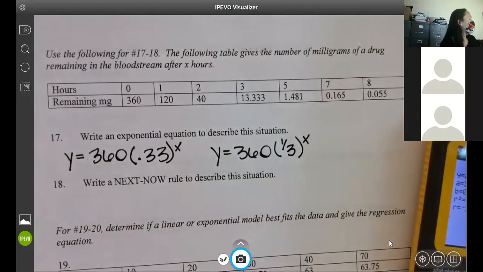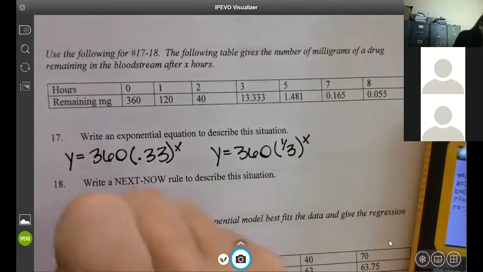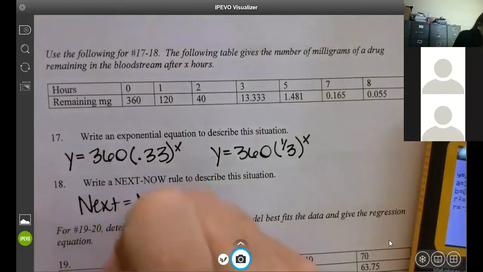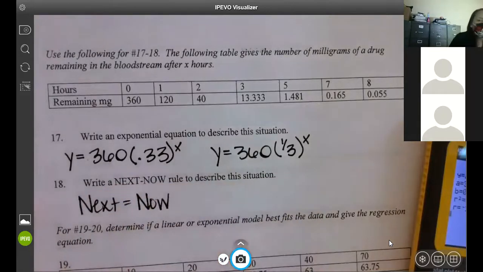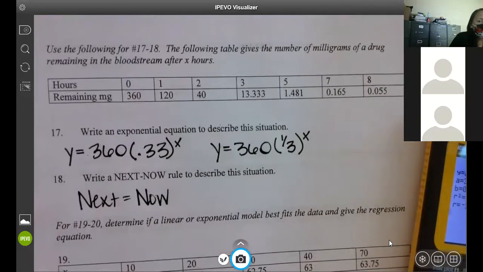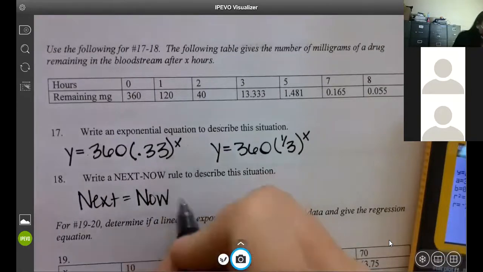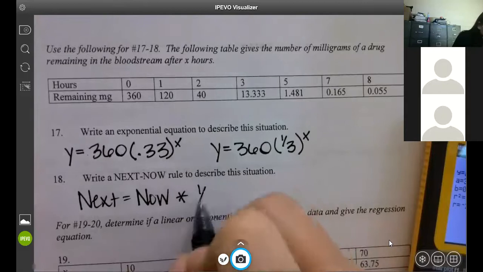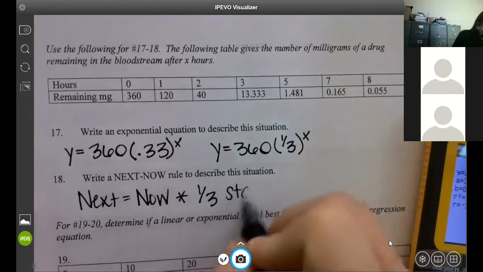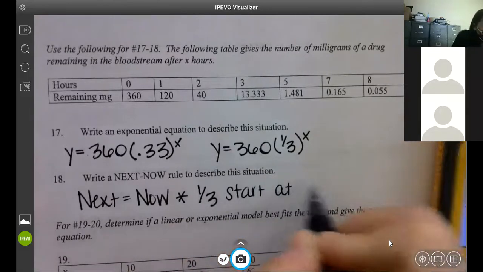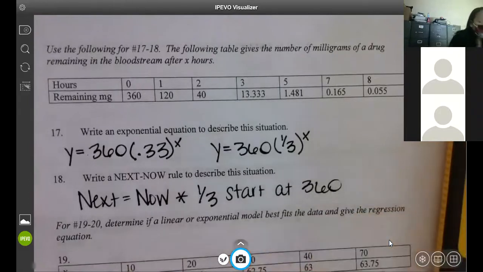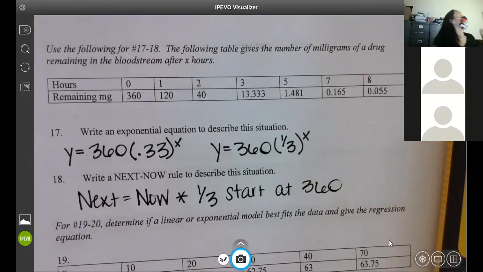Okay, so just watch. So what's my next now? Next equals now. What's my multiplier? 1/3. 1/3, or you could give me 0.3. That's fine. Where do we start at? 360. Perfect. Again, 1/3 or 0.33 is going to be fine. I think it's multiple choice. I mean, I know it's multiple choice, but I think it's going to be the fraction. So just be aware of that.